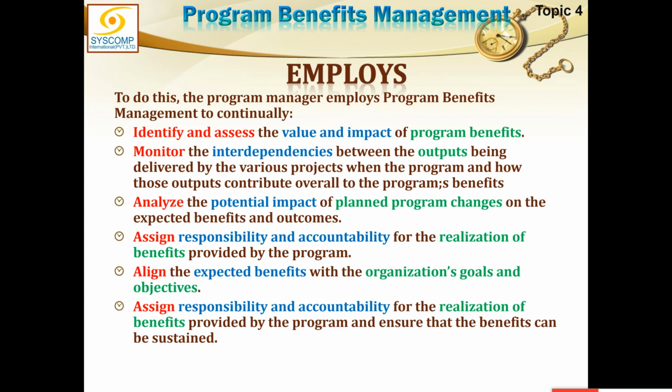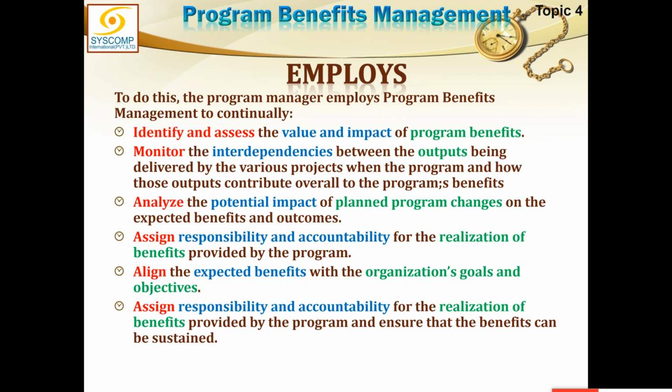So what does program benefit management include? What does it employ? So we have got a number of things to be doing. First of all, in the very beginning, we have to understand what benefits are to be reaped out of this program. Naturally, that is related with the organizational strategy, and then translating that strategy into short-term goals and objectives for the program, and identifying and assessing the value and impact of the program benefits, right? So we are trying to identify the benefits. We are trying to ascertain the value of each benefit and see the impact on the overall program benefit. So we are here talking about all the benefits, and ultimately we are going to consolidate that into program benefits.